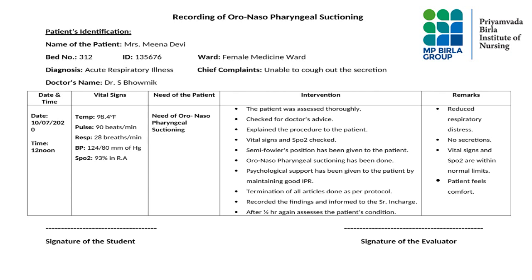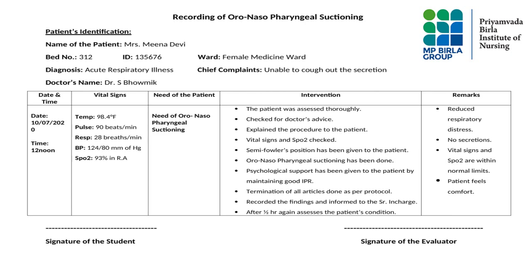Next comes the intervention, meaning what you have done. At first the patient was assessed thoroughly. Second, you have checked for the doctor's advice. Third, explain the procedure to the patient to gain cooperation. Fourth, vital signs and saturation of the patient are checked. Next, you have provided the semi-Fowler's position for oro and nasopharyngeal suctioning. So, semi-Fowler's position has been given to the patient.